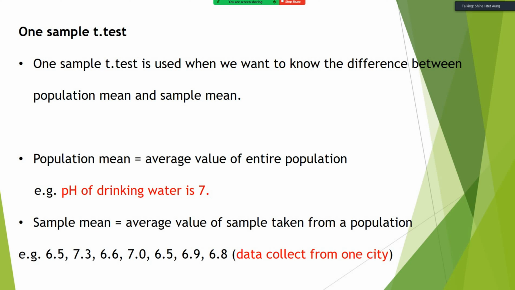So one sample of data is used. What is the difference? How much difference is there between the population mean and the sample mean? That means, between the standard value and the sample mean, how much different are they? So this time we have to use the one sample t-test.